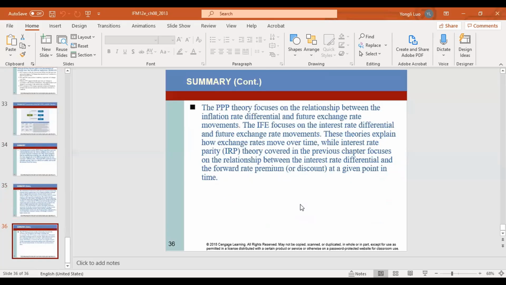The PPP theory focuses on the relationship between the inflation rate differential and the foreign exchange rate movement. The IFE focuses on the interest rate differential and future exchange rate movement. These theories explain how exchange rates move over time, while interest rate parity theory, covered in the previous chapter, focuses on the relationship between the interest rate differential and the forward rate premium or discount at a given point in time.